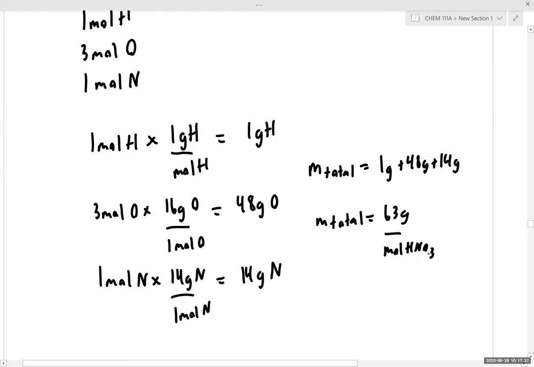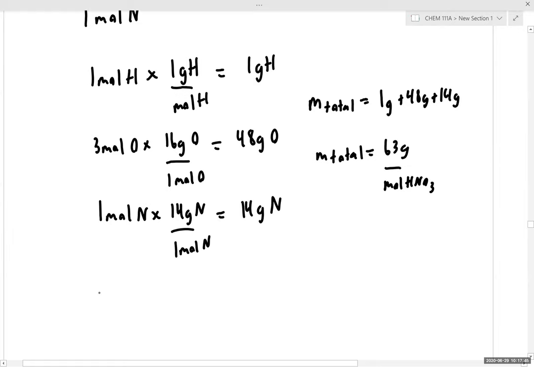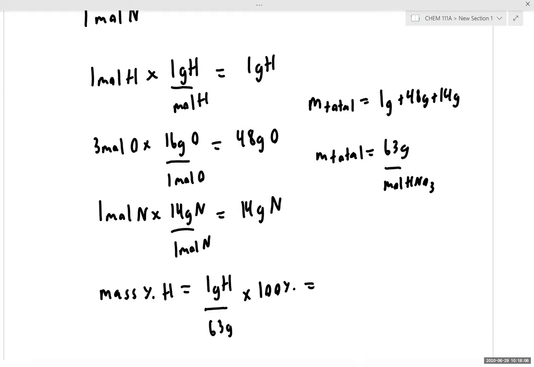And we've done these molar mass calculations before. Now that we have all this mass data collected, we have all the information we need to calculate the mass percentage of each element. For hydrogen, we take the mass of hydrogen, which is 1 gram, over our 63 grams total times 100%. Punching that into our calculator, we get a mass percentage of 1.6%.